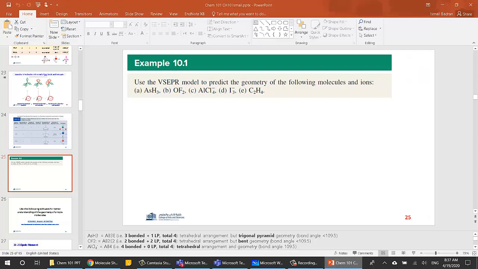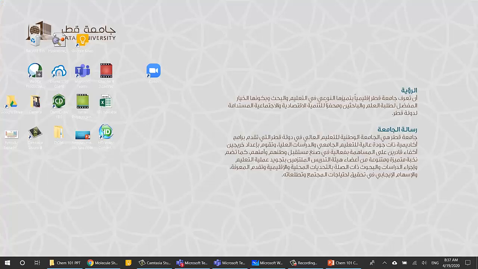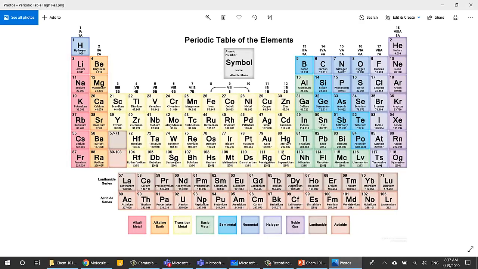Use the VSEPR model to predict the geometry of the following molecules and ions. AsH3 is the first one, and then we have OF2, ClO4 minus, and so on, C2H4. Let's start with OF2 because it's the easiest one, and then we go back, no worries. We'll do AsH3 first. If you go to the periodic table, As is right here under phosphorus, so it's in group 5.